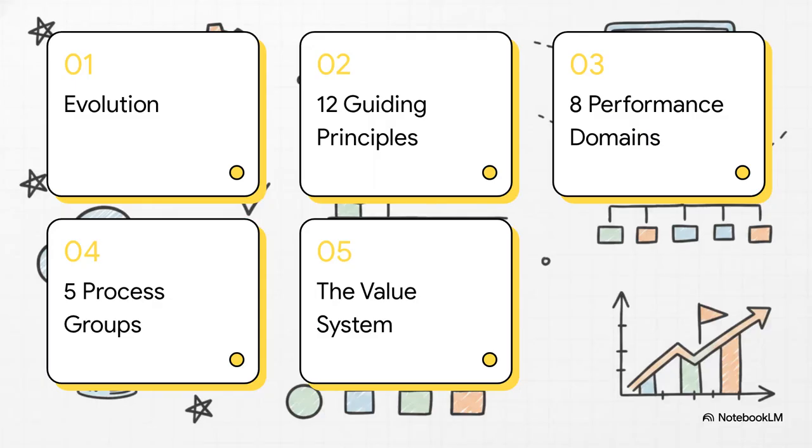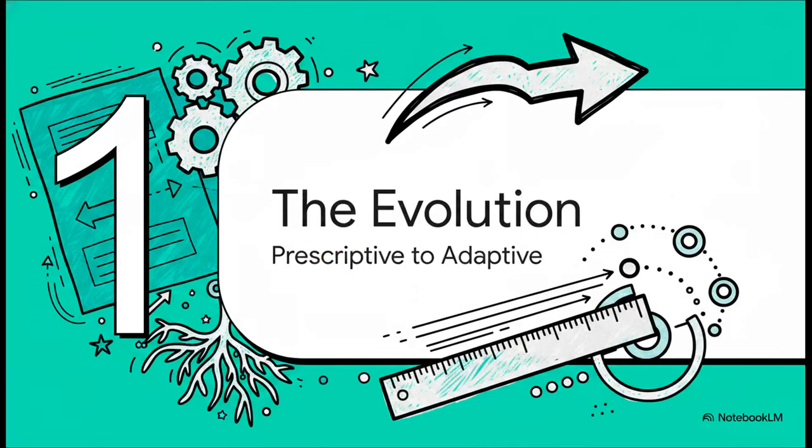To make sense of all this dense theory, here's our roadmap for today's explainer. 1. The project management evolution. 2. The 12 guiding principles. 3. 8 project performance domains. 4. 5 essential process groups. And finally, 5. Unifying the value system. Section 1. The project management evolution, from prescriptive laws to foundational guidelines. Let's set the stage to see exactly how foundational guidelines officially replace those outdated prescriptive laws.